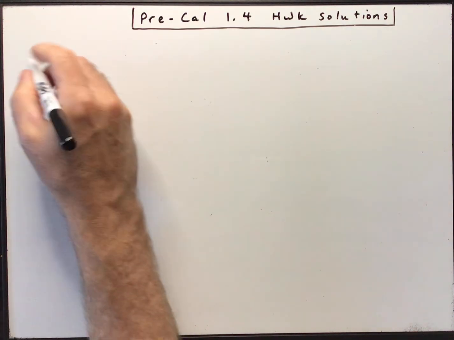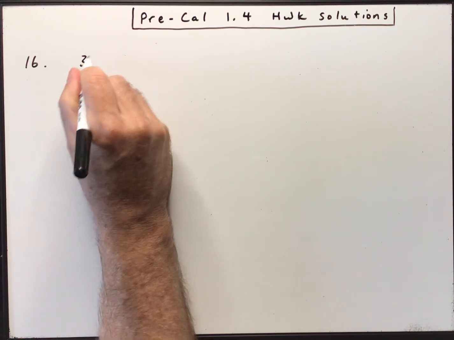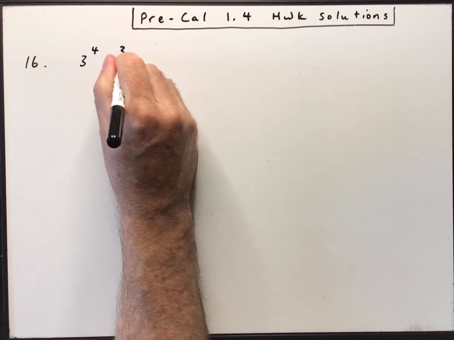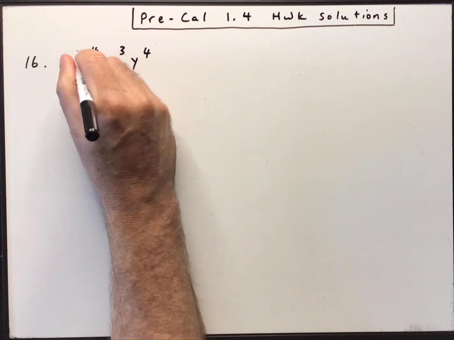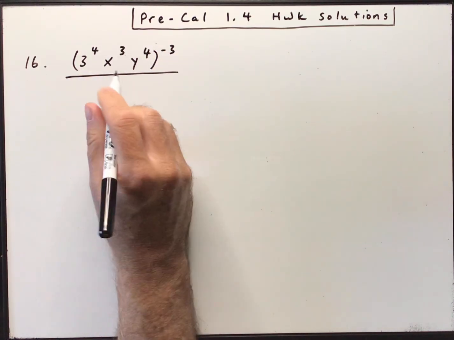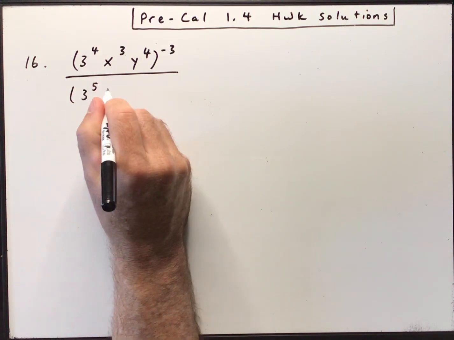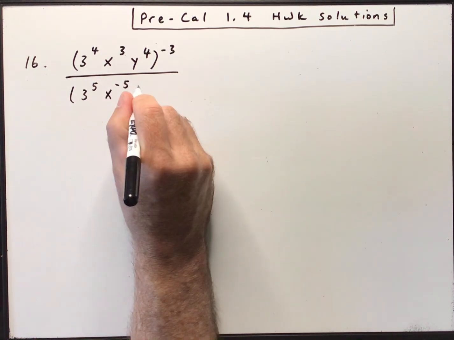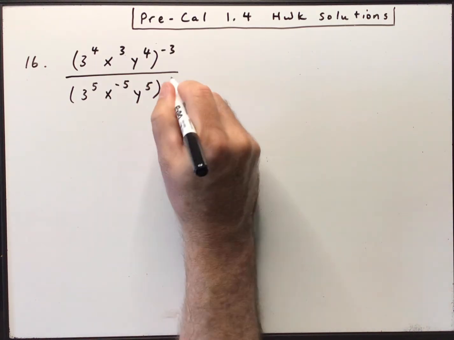So finally, number 16, we've got 3 to the 4th, x cubed, y to the 4th, all to the negative 3 power, and that's over 3 to the 5th, x to the negative 5th, y to the 5th, all to the negative 4 power.